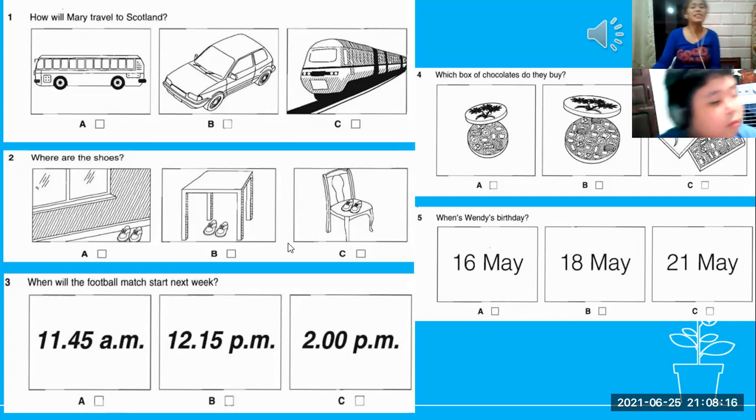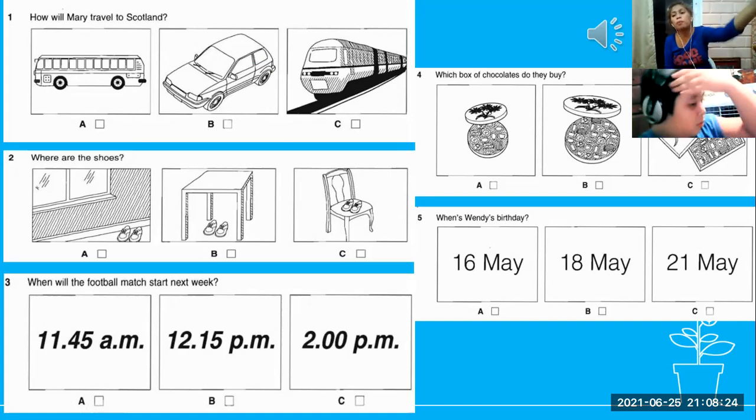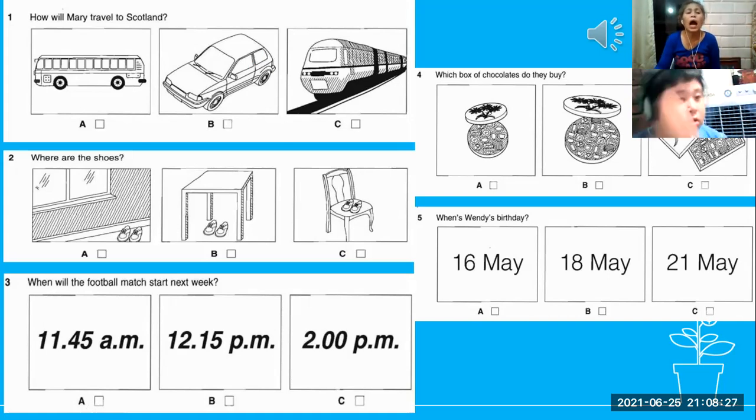Okay, Ben, what is the answer for number one? So how will Mary travel to Scotland? Okay, B. Teacher, it's my boss. By a car or by a train, teacher Anne? It is letter B, teacher. Correct, Ben, very good. Where are the shoes? It's letter A. It's near the window.